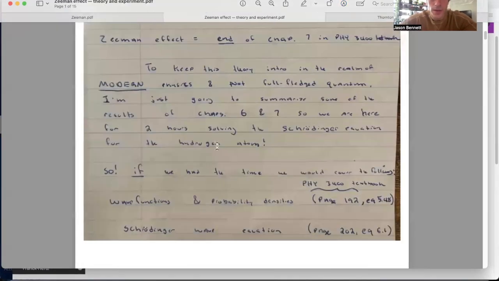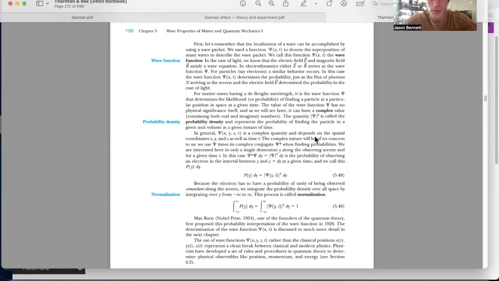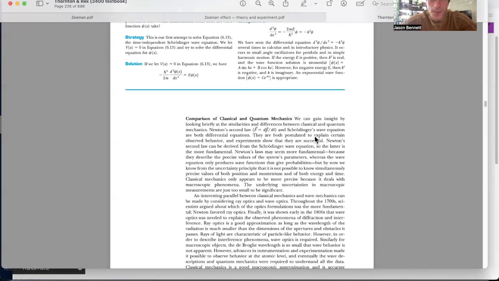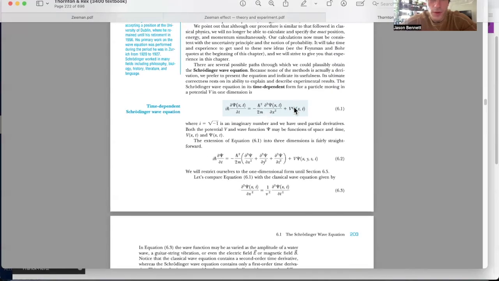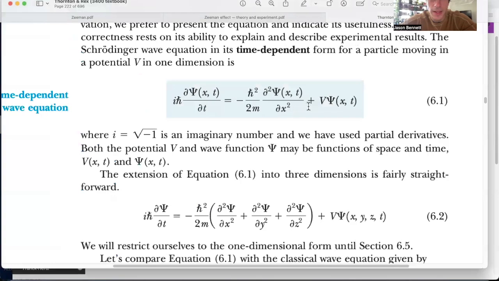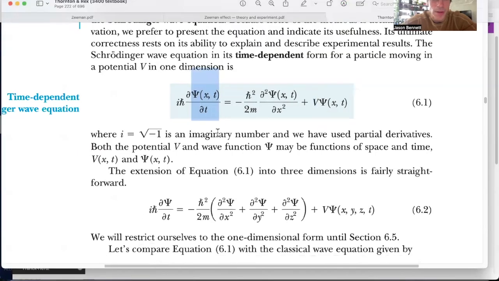Oops, over here. The Schrodinger wave equation jumps to chapter 6, right here. And this is the potential that the object is experiencing. And this is the wave function as it changes in time and space.